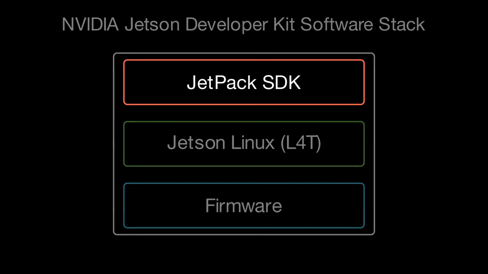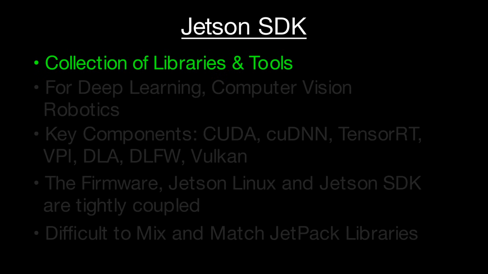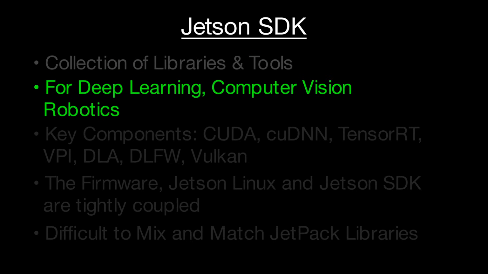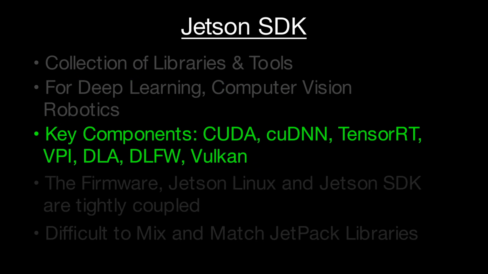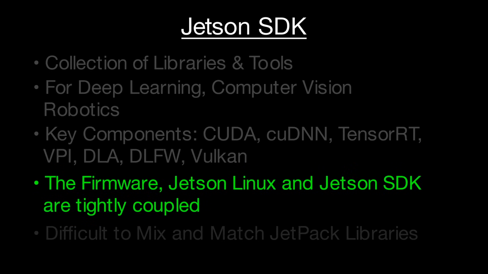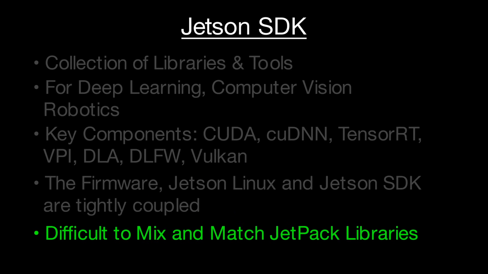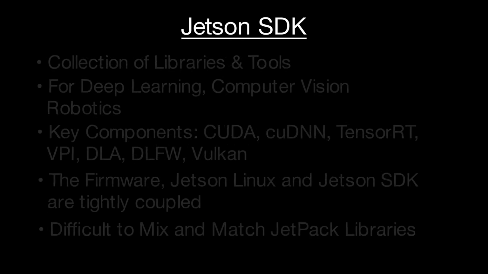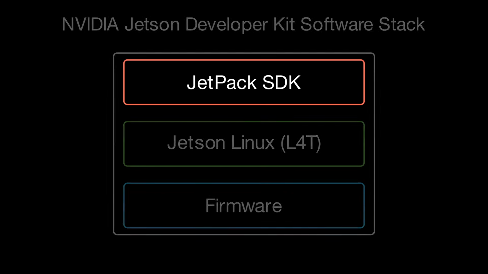The third part of the stack is the Jetpack SDK, which includes a collection of libraries, APIs, and tools designed for development in deep learning, computer vision, and robotics. Key components of Jetpack include CUDA, cuDNN, TensorRT, and many more. The firmware, Jetson Linux, and Jetson SDK in a given release are tightly coupled. Each component is designed to work with specific versions of the others, and mixing library versions can lead to incompatibility, unexpected behavior, or system instability.